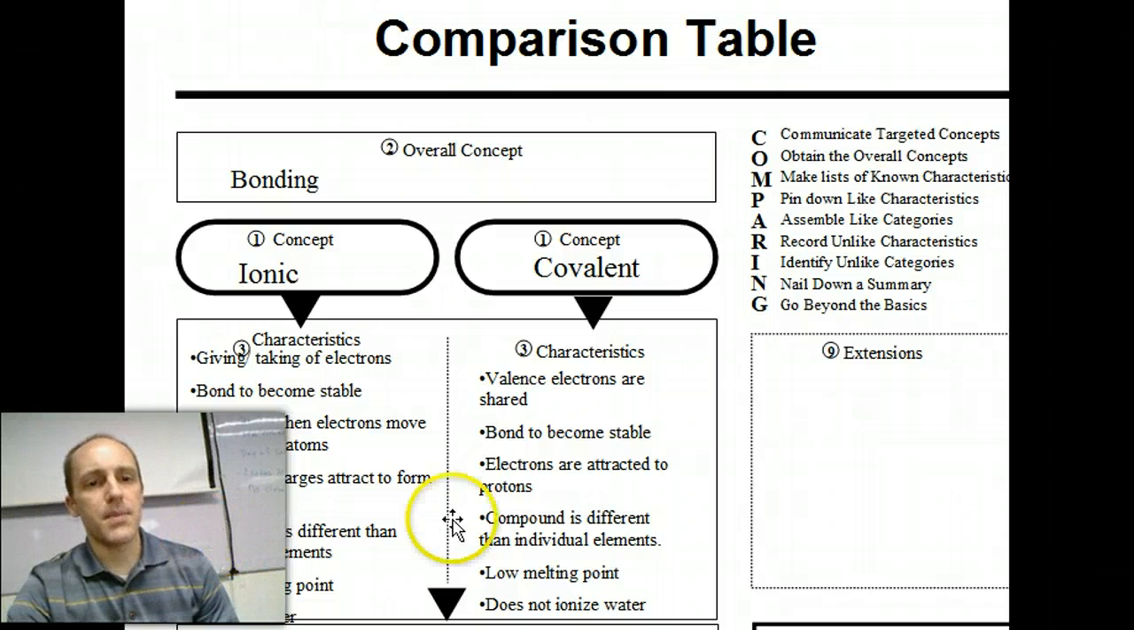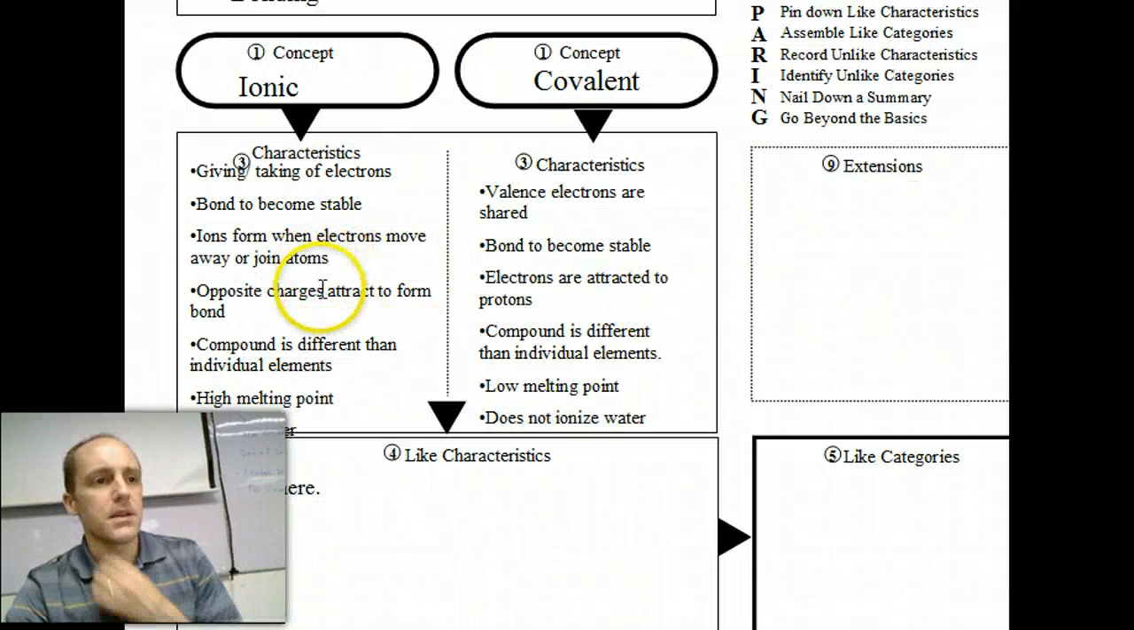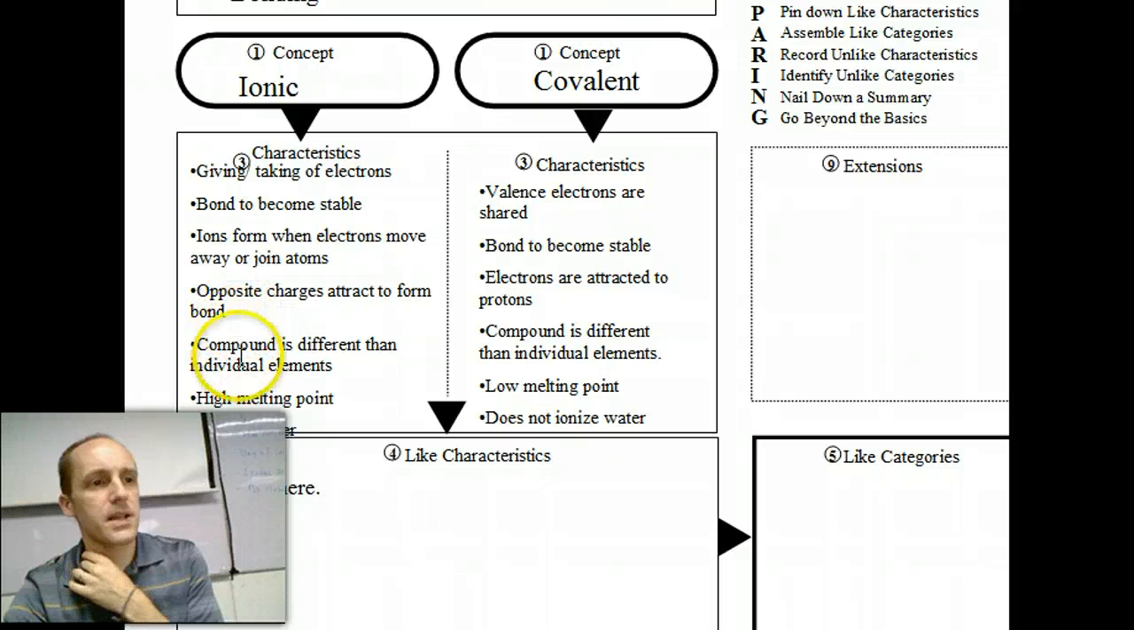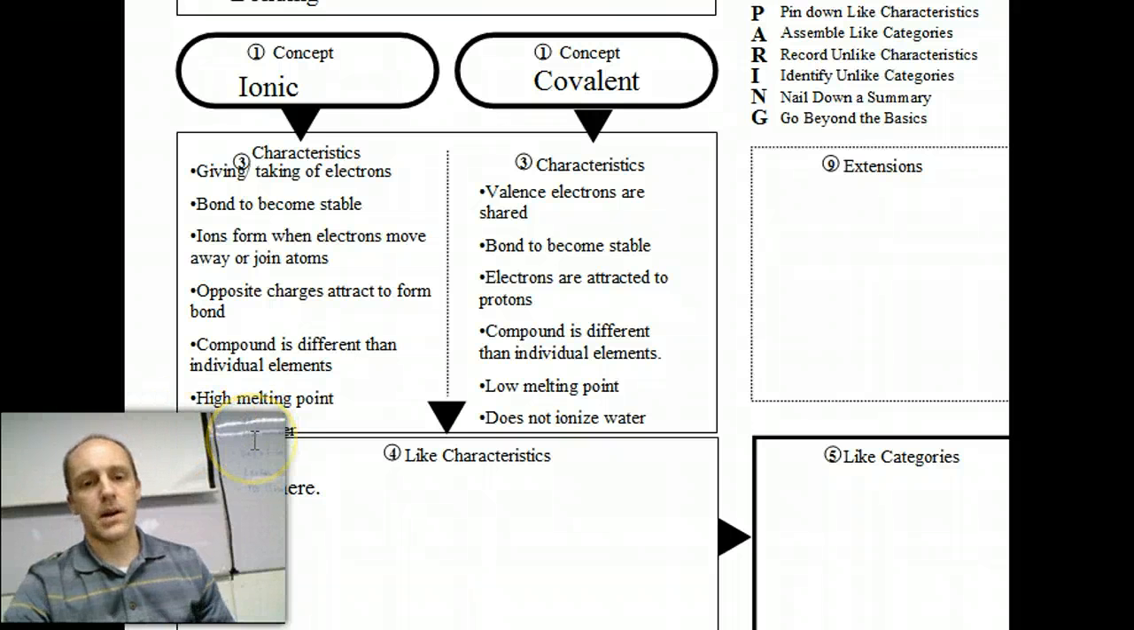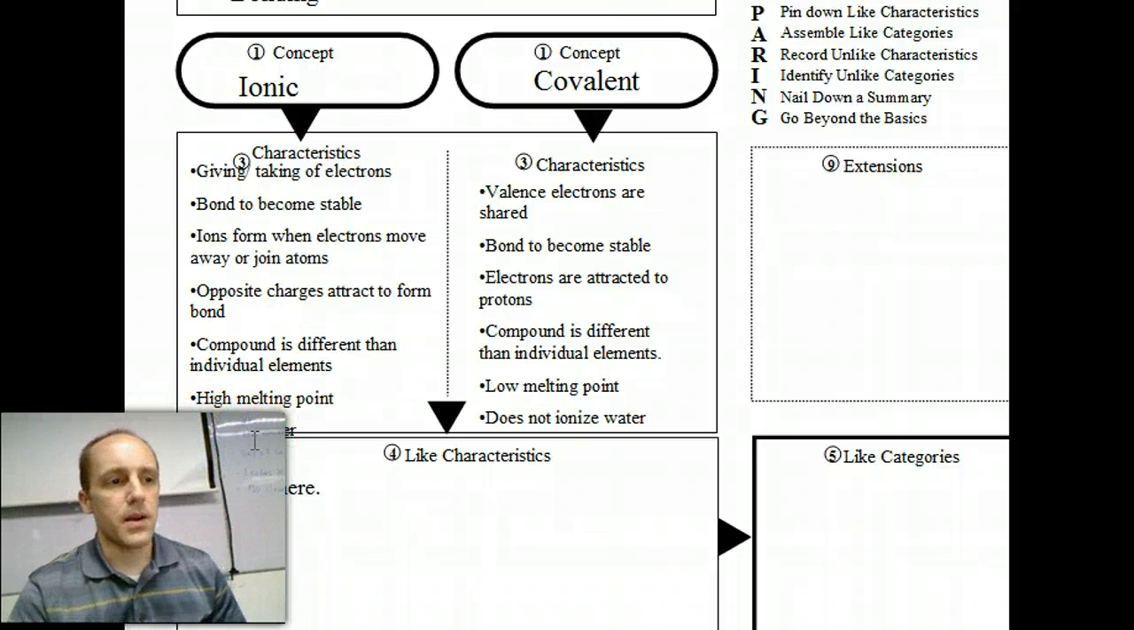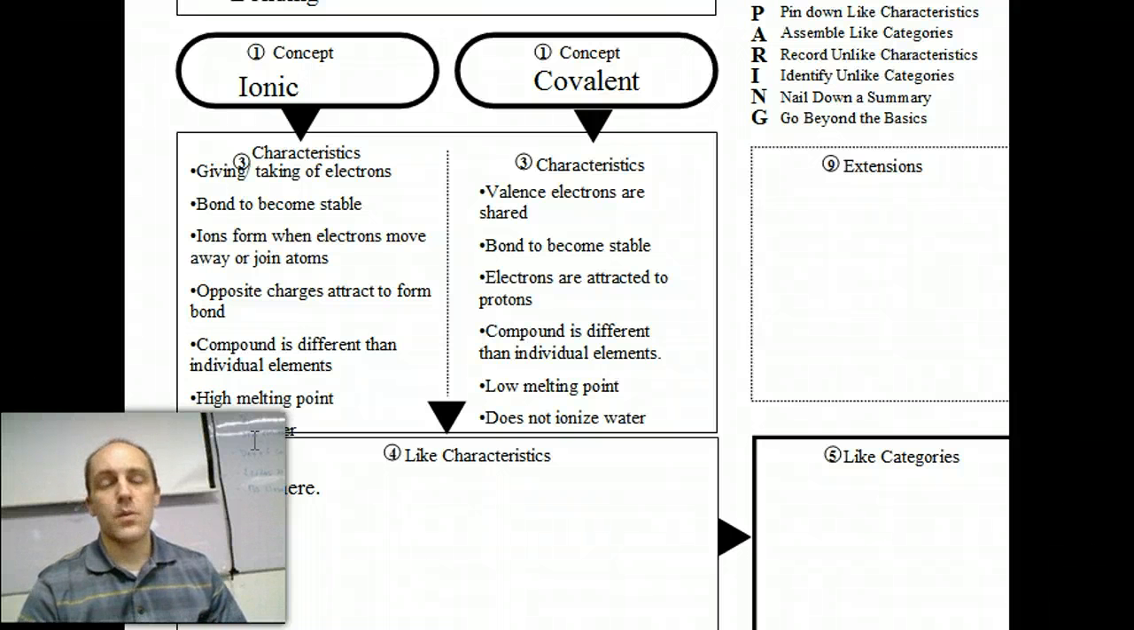I also wrote here that the compound is different than the separate atoms or elements that formed before. So this idea of there's a chemical change that takes place. And then as we learned from the lab, ionic bonds have a high melting point, and then this idea that they are ionized in water. And that's that simulation where, like the example with sodium chloride, when it's added to or dissolved in water, the sodium and the chlorine ions actually separate, and then it allows for the liquid, in this case water, to conduct electricity.